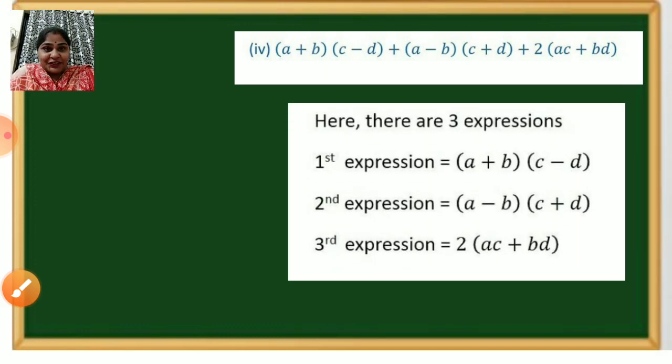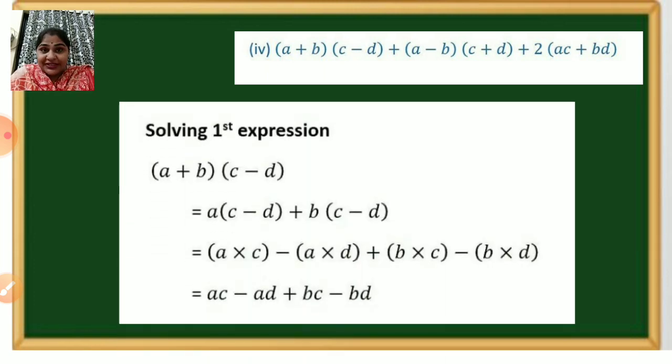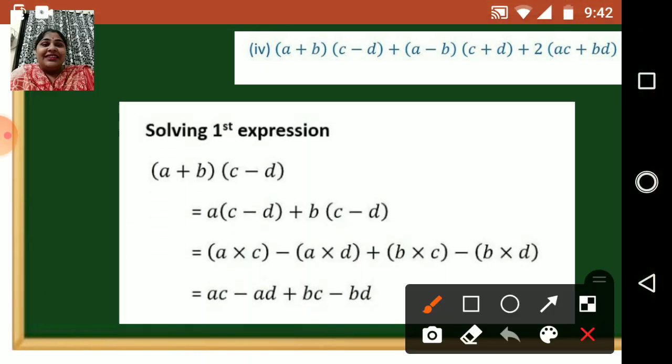So here there are three expressions, as I said. The first one is (a plus b) multiplied by (c minus d). The second expression is (a minus b) multiplied by (c plus d). The third expression is 2 multiplied by (ac plus bd). So let us solve our first expression, that is (a plus b) multiplied by (c minus d).